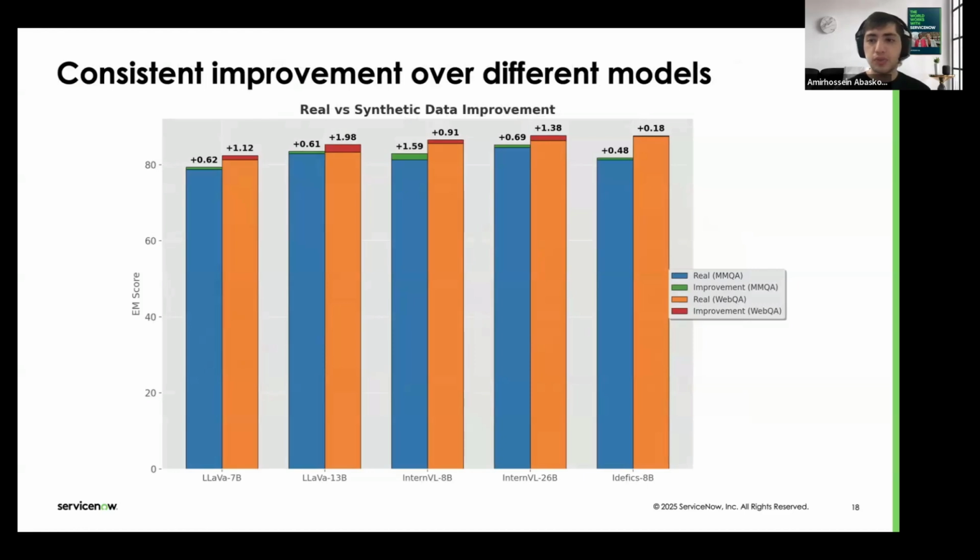And also, let's go through some of our results. As can be seen here, we have done experiments with multiple models from LLaVA, InternVL, IDEFICS, and additional models. You can check them out in the paper. As you can see, we have trained these models on both our synthetic data and real data, and by real data, I mean human-annotated data. And we have improvement in EM score, or exact match score, in all of the cases, which can be seen easily here.